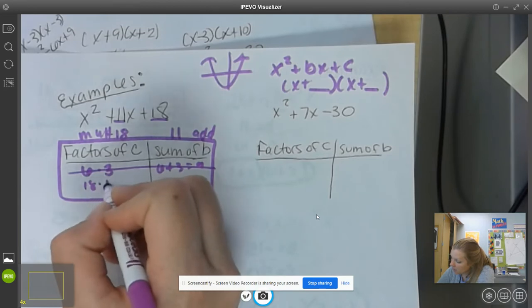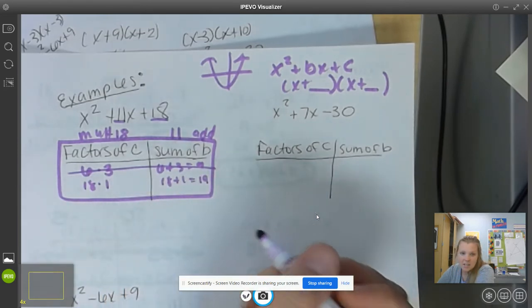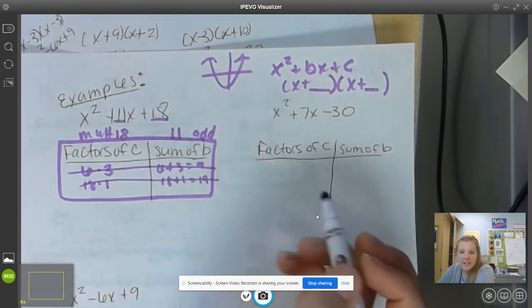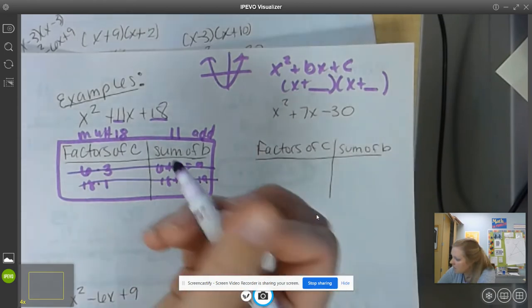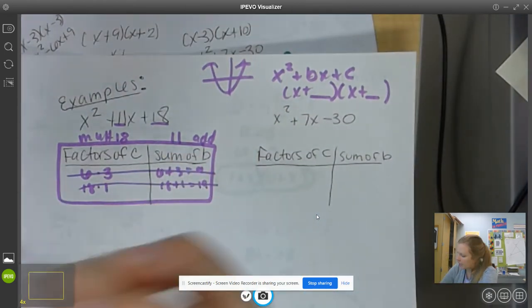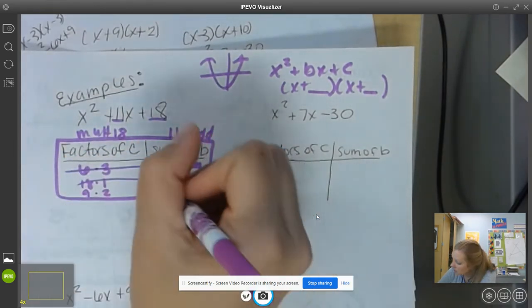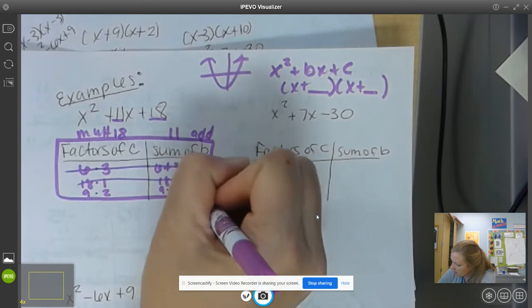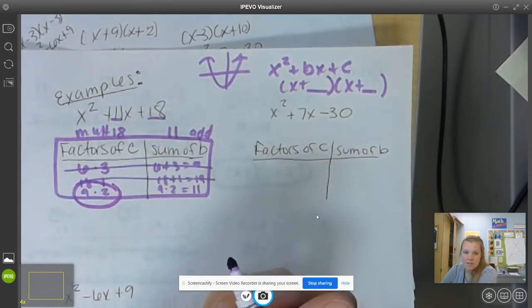18 times 1 is 18. But 18 plus 1 is 19. So again, that's not my answer. So then I can try another one. Again, I'm just brainstorming, what are things that multiply to be 18? So also 9 and 2. 9 times 2 is 18, and 9 plus 2 is 11. So these are my factors.